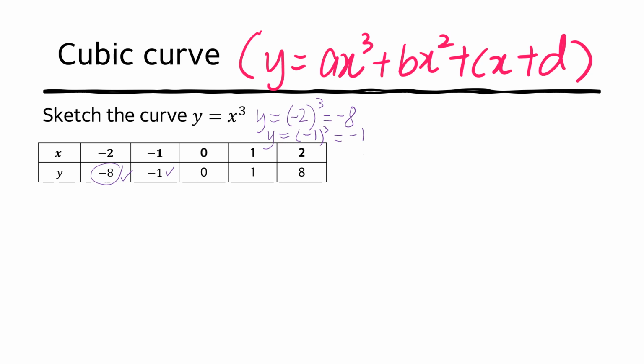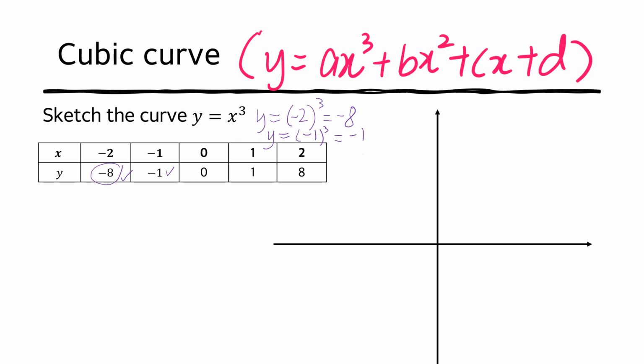Let's start off with having the x and y axes. Even though this is a sketch, it's still important that you label the x and y axes. The intervals must be quite equally spaced out. Otherwise, your curve will look very weird. Alright, so let's start off by plotting the point negative 2, negative 8.